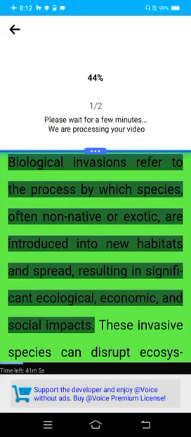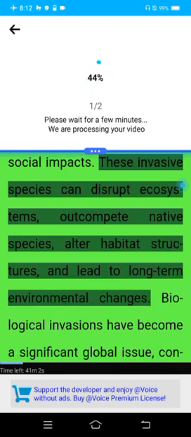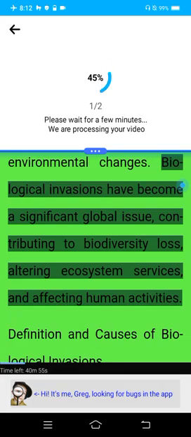Biological invasions refer to the process by which species, often non-native or exotic, are introduced into new habitats and spread, resulting in significant ecological, economic, and social impacts. These invasive species can disrupt ecosystems, outcompete native species, alter habitat structures, and lead to long-term environmental changes. Biological invasions have become a significant global issue, contributing to biodiversity loss, altering ecosystem services, and affecting human activities.